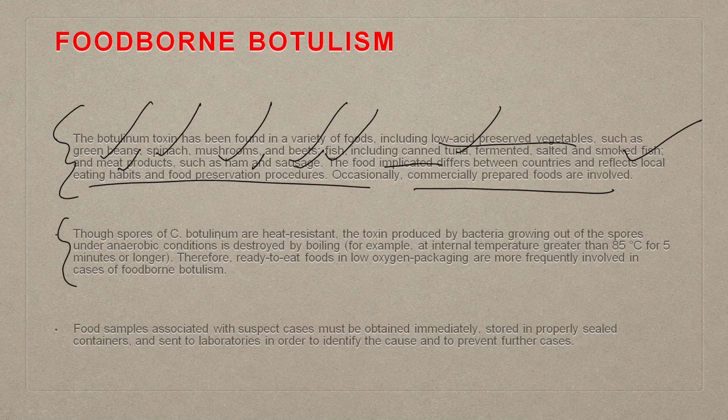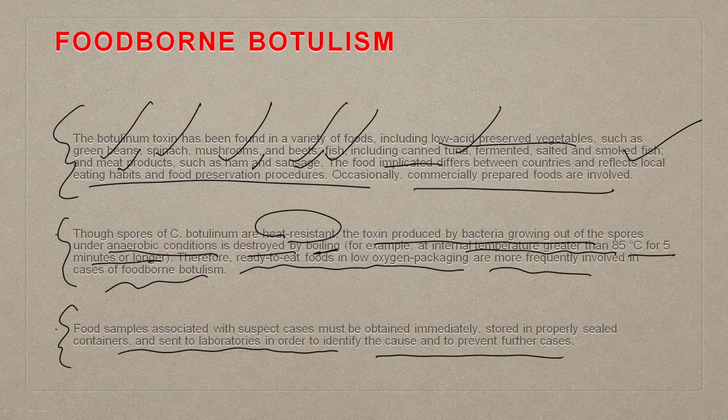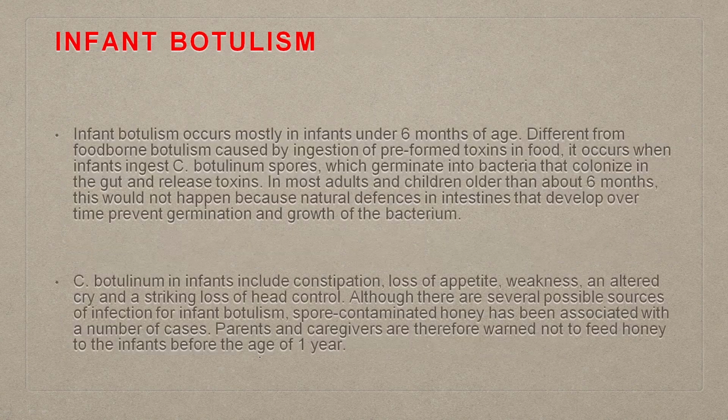Though spores of Clostridium botulinum are heat resistant, the toxin produced by bacteria growing out of spores under anaerobic conditions is destroyed by boiling, for example, at an internal temperature greater than 85 degrees centigrade for 5 minutes or longer. Therefore, ready to eat foods in low oxygen packaging are more frequently involved in cases of foodborne botulism. Food samples associated with suspect cases must be obtained immediately, stored in properly sealed containers and sent to laboratories in order to identify the cause and prevent further cases.